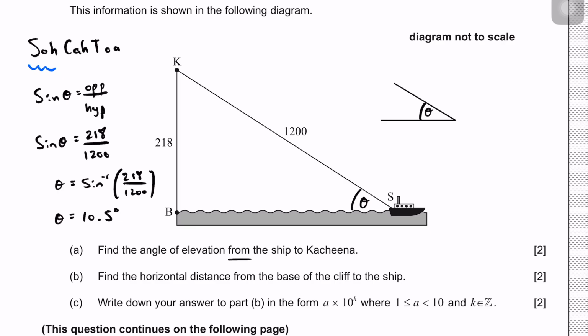For a 2-mark question, you'd want to make sure that you show the ratio and then what you're substituting and then the answer itself. If you just put 10.5, you'll probably just get the A1 answer mark.